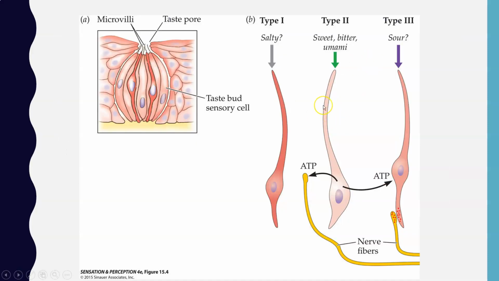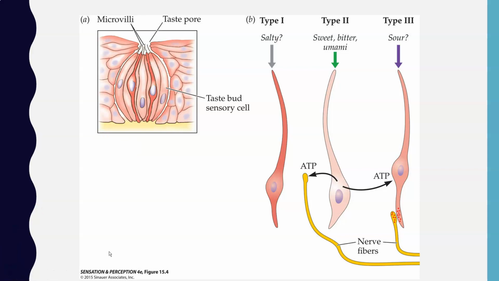So from the microvilli, in addition to that, we have our taste bud receptor cells. And basically, we have about 3 different types. So we have one type that specifically codes for salty, and that's going to focus on the ion channels that are opened, things like sodium, which does have a bit of a salty flavor to it.